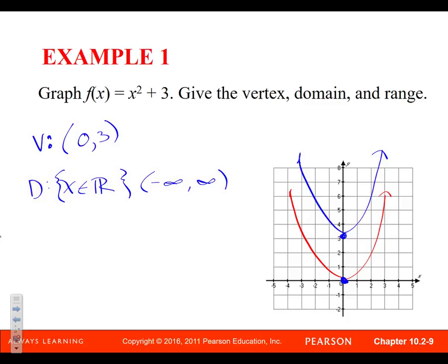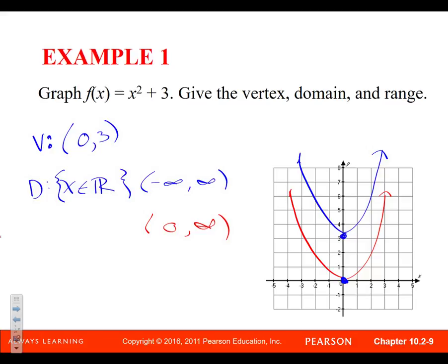Okay? Now, range is a little bit different. That's why you need to know where the vertex is. If you look at the red parabola, do you see any portion of that red parabola down in the negatives? No, only the positives, right? Which means that the range is going to be, say that again, nice and loud. 0 to positive infinity. So if you're writing it as this, it goes from 0 to positive infinity.